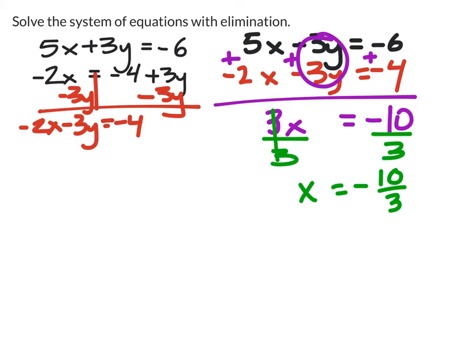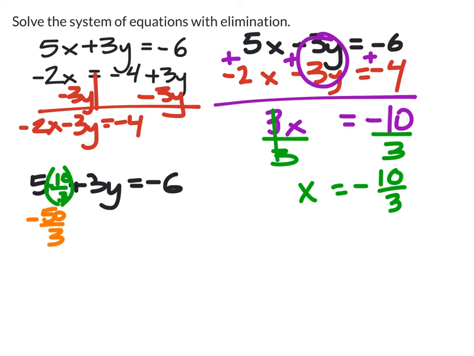So now that I figured out an x value, I can go back to either one of the equations. Since I solved for x, I'm going to use the top one. Not that it matters. You could have used the -2x equals -4 plus 3y. But I'm going to check with this one. So I'm going to replace that x with -10/3 there. And just solving this, we got 5 times -10/3, that's -50/3. I am keeping these in fractions on purpose.